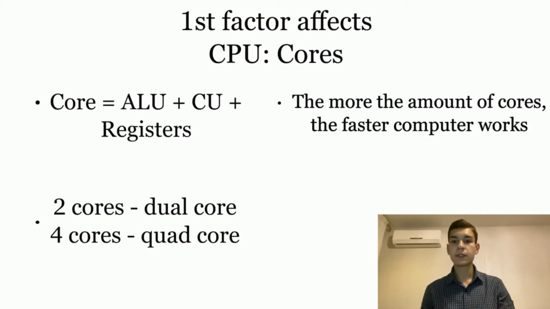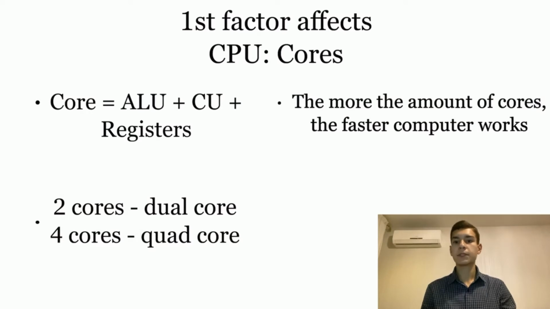The first of these factors is the number of cores. A core is represented by an arithmetic and logical unit. As it follows from its name, it can do basic arithmetic and logical tasks. There is also the control unit, which fetches information from memory, decodes it, and then directs the data flow, and registers, quickly accessible storage, which are located on the CPU.